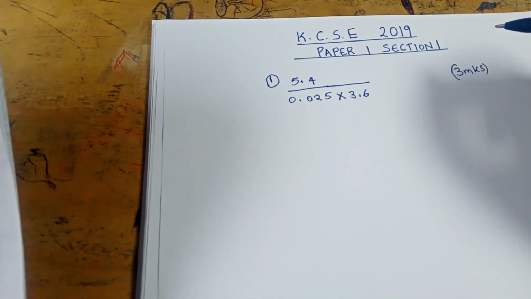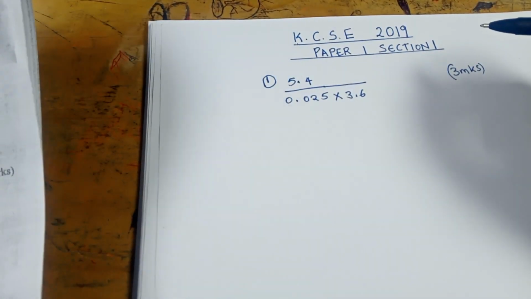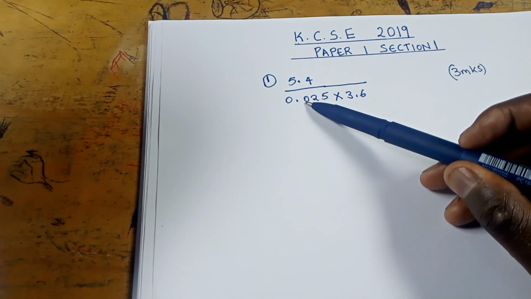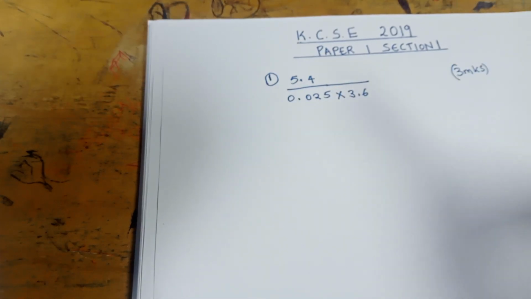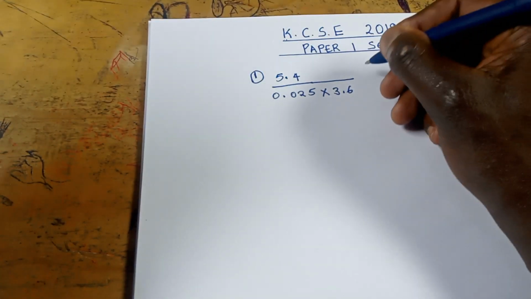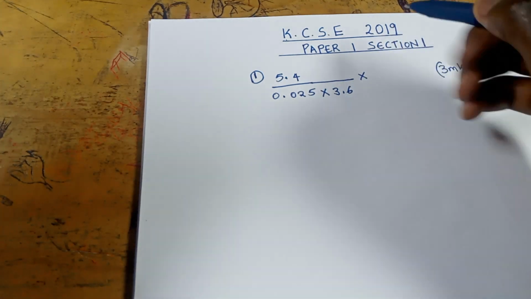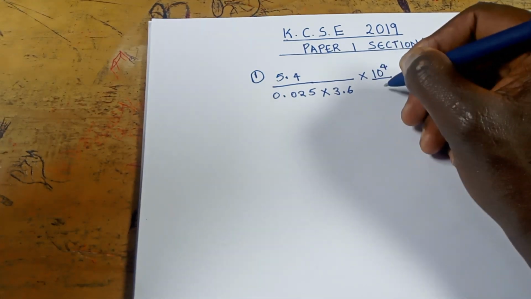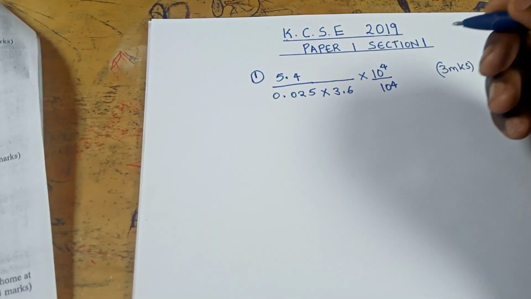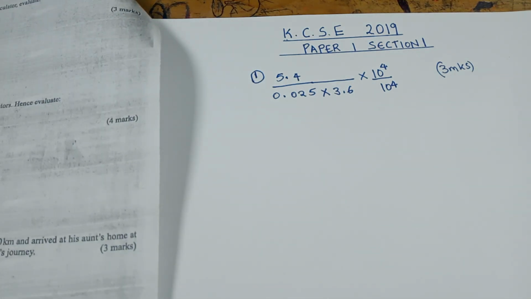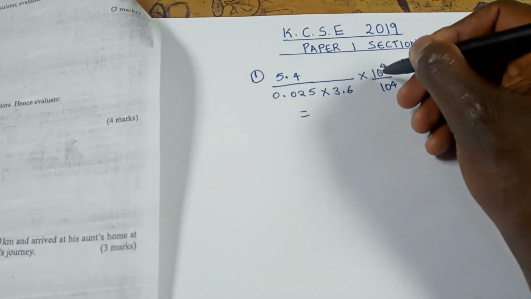For us to solve this question without using a mathematical table or a calculator, we are supposed to count the number of decimal places in our denominator, and they are 1, 2, 3, 4. Having 4 decimal places in our denominator, we are going to multiply by 10 to power 4 at the numerator and also 10 to power 4 in our denominator. Once we do that, we get 5.4 times 10 to power 4, which is the same as multiplying by 10,000.